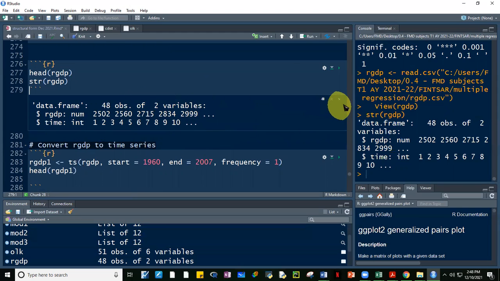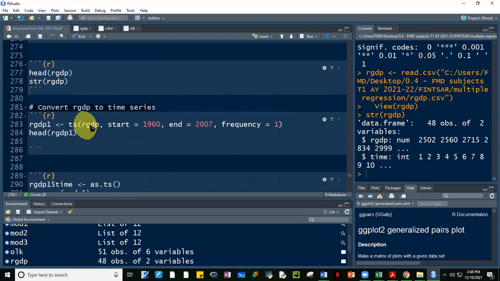Now since this is a time series, guys, and it was converted as a data frame, we can convert this into a time series. The start is 1960 until 2007. Frequency 1 means yearly. So let's create another object called RGDP1, and ts means time series. We are converting the RGDP object into a time series. Start at 1960, end at 2007, frequency equal to 1, and then let's view our RGDP1.